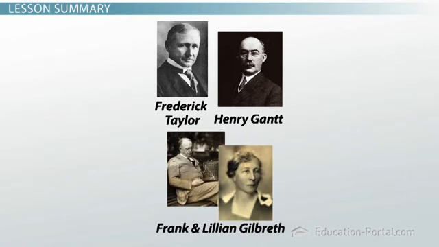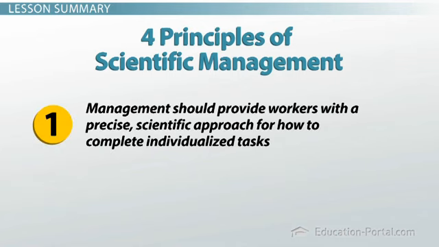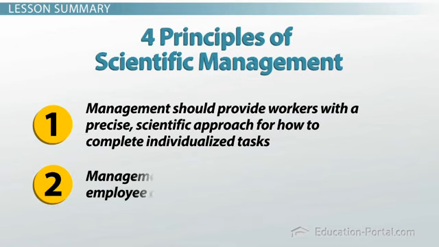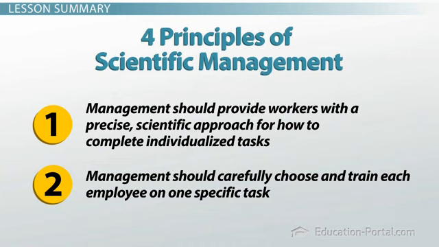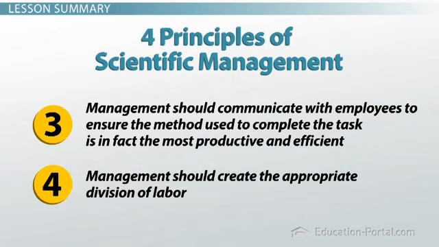It was from these individuals' work that the 4 principles of scientific management were developed, which included: 1. Management should provide workers with a precise, scientific approach for how to complete individualized tasks. 2. Management should carefully choose and train each employee on one specific task. 3. Management should communicate with employees to ensure that the method used to complete the task is in fact the most productive and efficient. And 4. Management should create an appropriate division of labor.